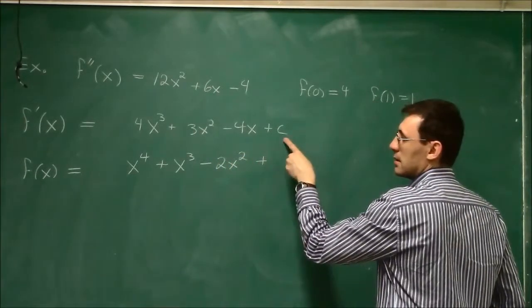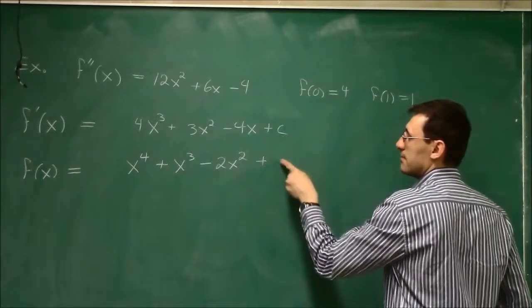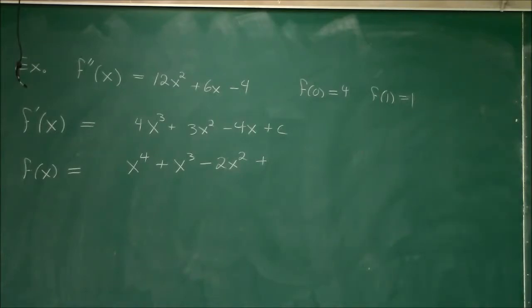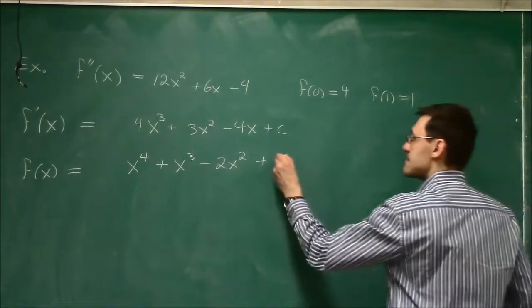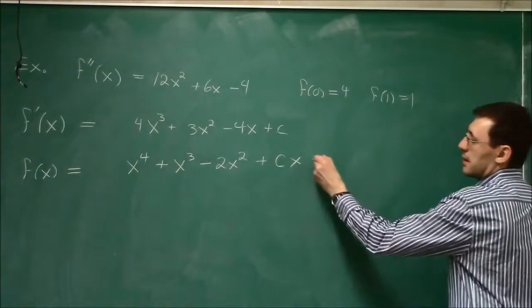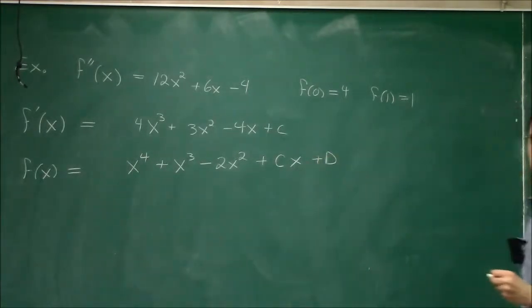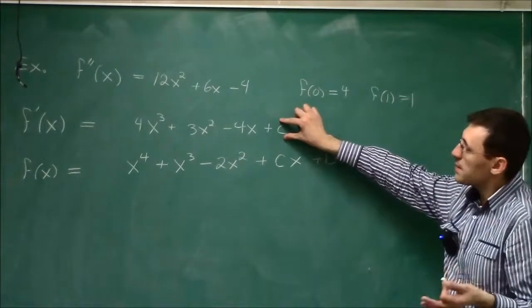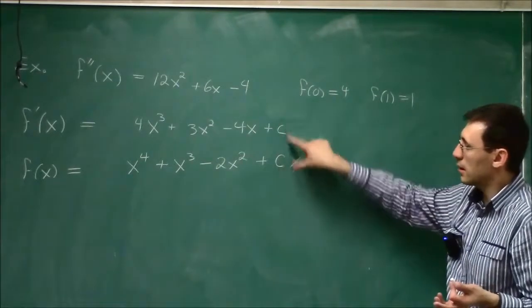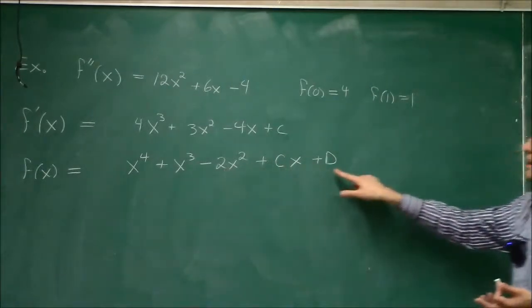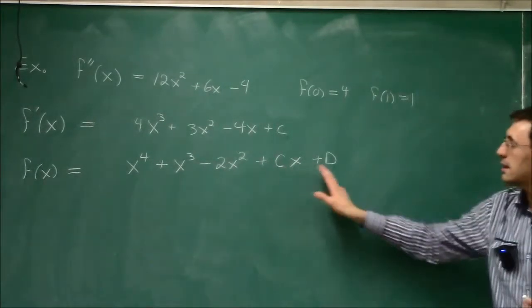Plus this is some number, c. So what's the antiderivative? cx. And then there is another constant, plus d. So this is just some number. I don't know what it is, but let's pretend it's 7 or something. So that would be 7x. And then I need another constant. Okay? So that's the function. I just don't know what is c and what is d.